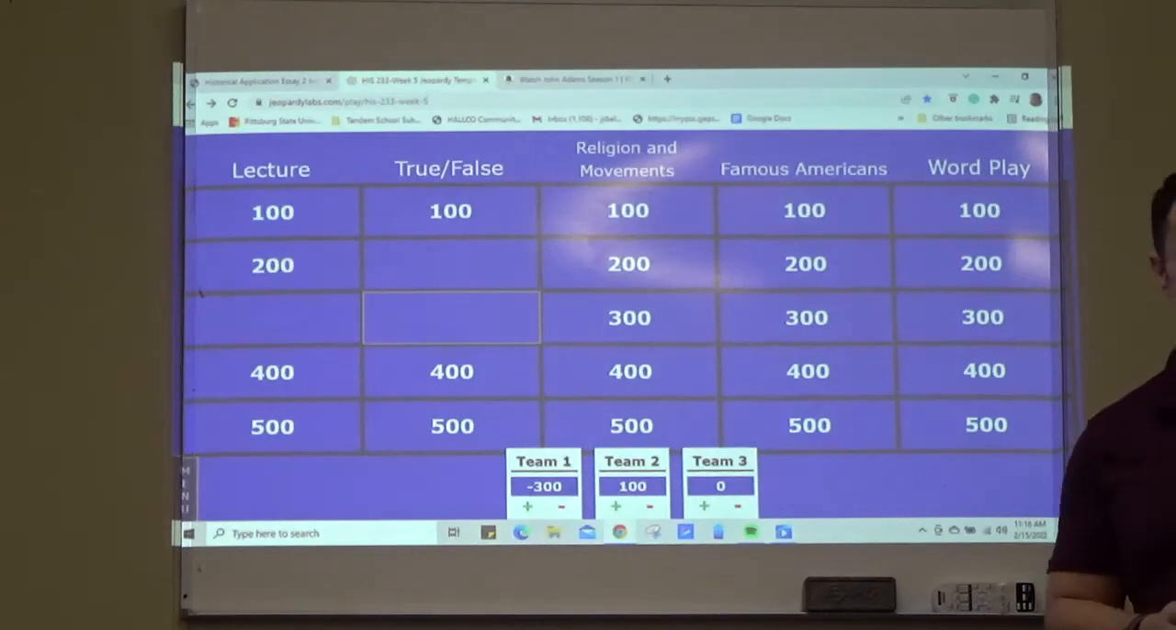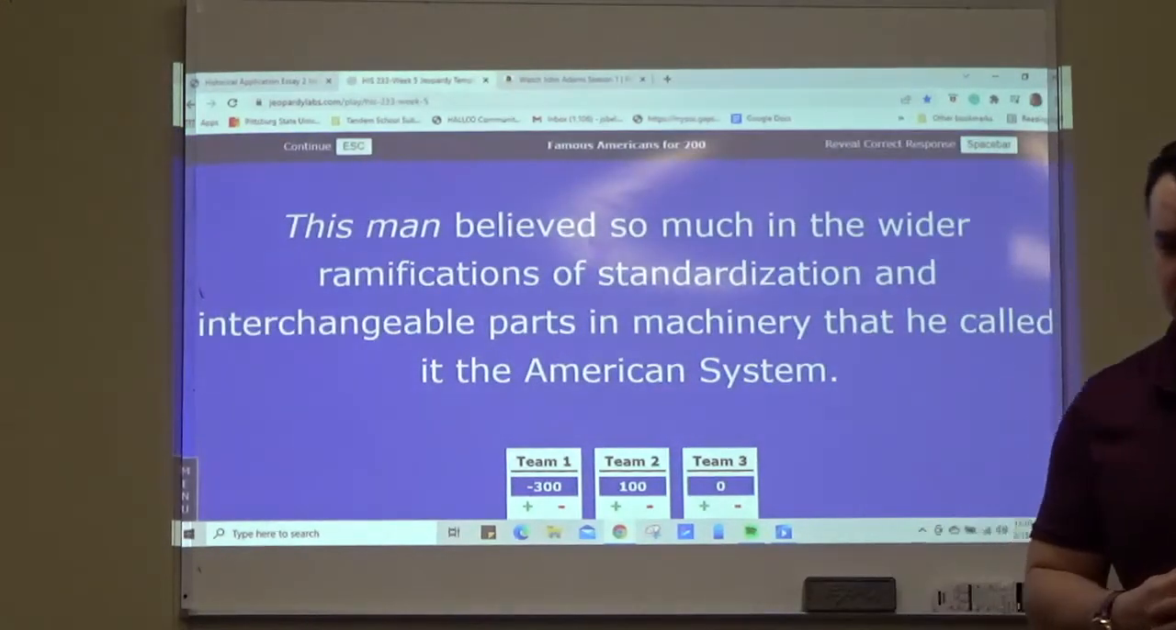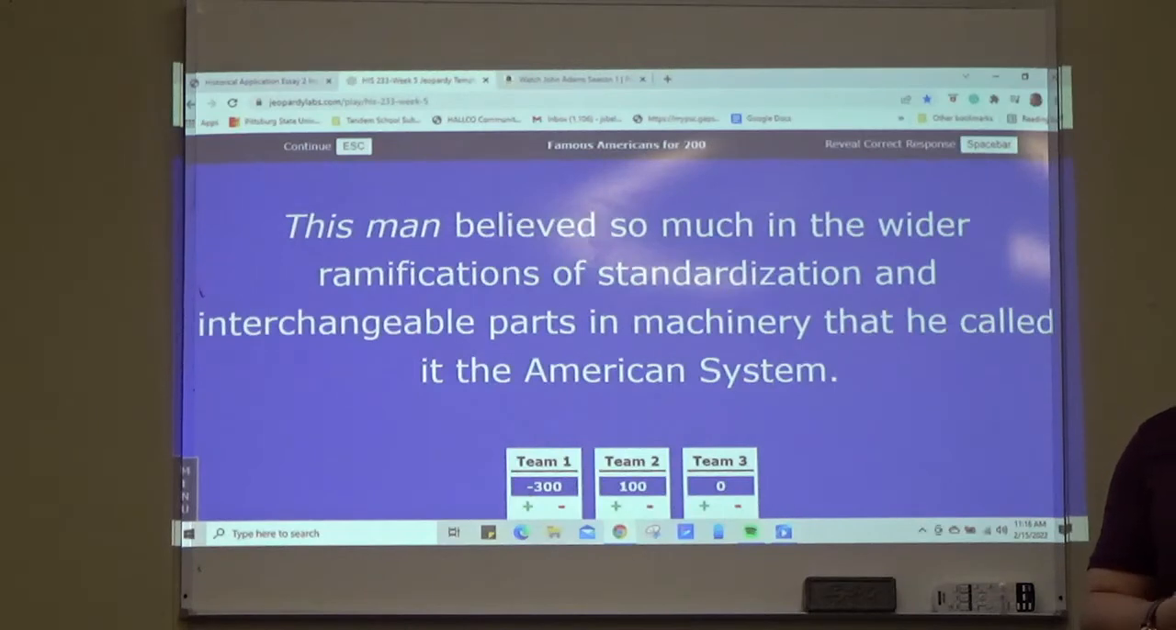Okay, so Team 2 gets to pick. Let's do famous Americans 200. This man believed so much in the wider ramifications of standardization and interchangeable parts and machinery that he called it the American system.